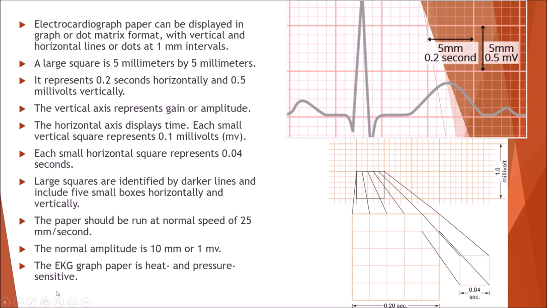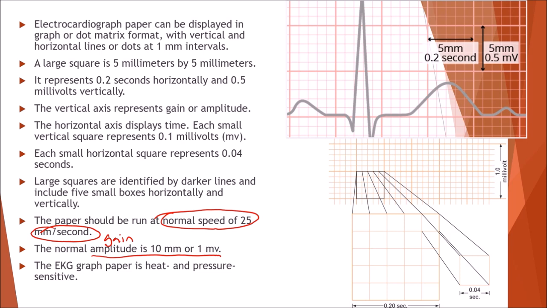Okay, now I know this slide has a lot of words, right? But if there's anything you're going to take out of this slide, it's two things. Now these are things you need to know. One, the speed that the paper prints is 25 millimeters per second. Memorize that number. Two, the normal amplitude is 10 millimeters for 1 millivolt. Make sure you know that. The amplitude, sometimes also called the gain, is 10 millimeters for 1 millivolt.